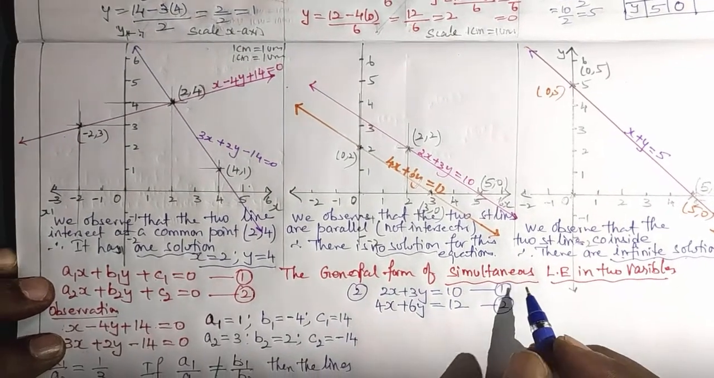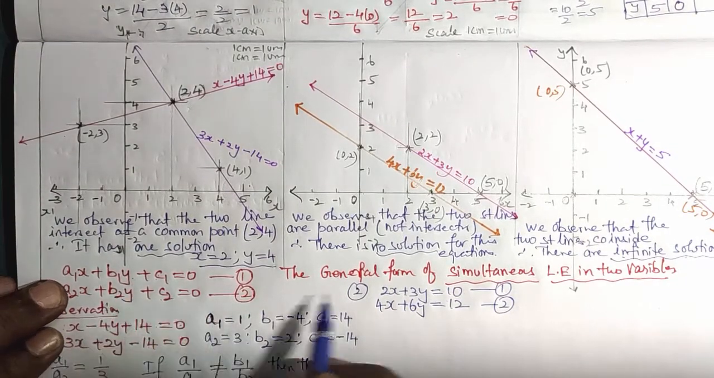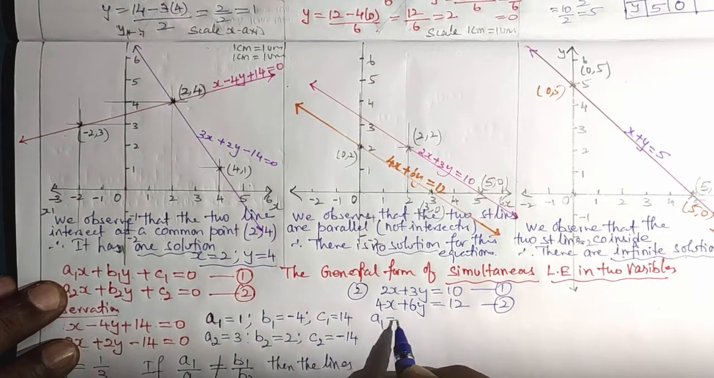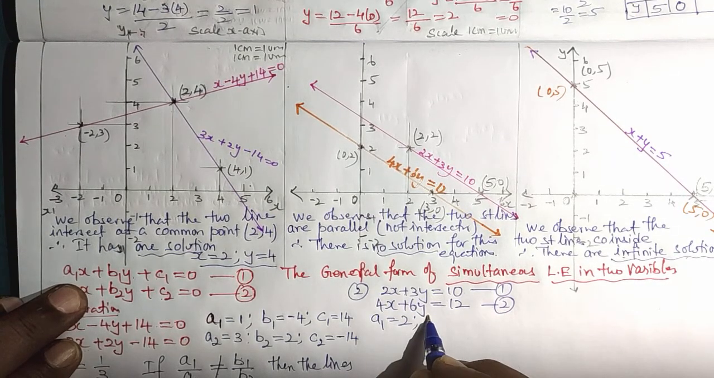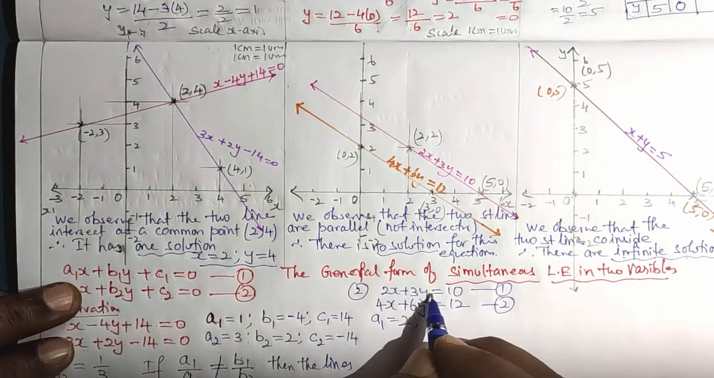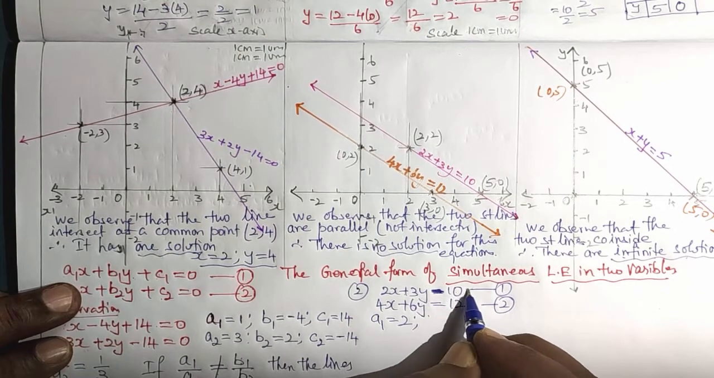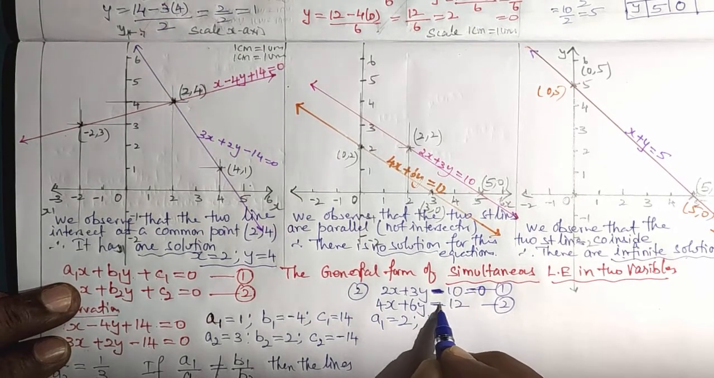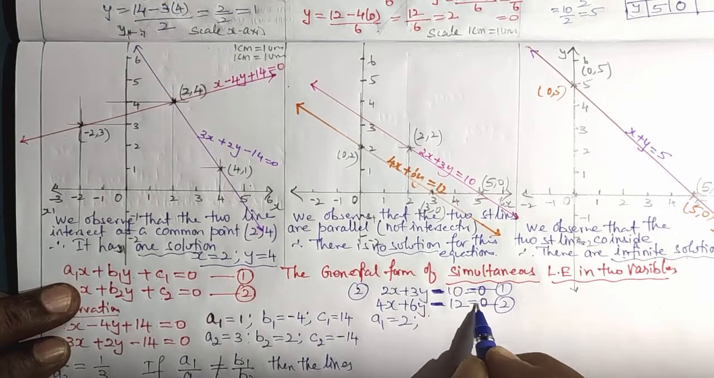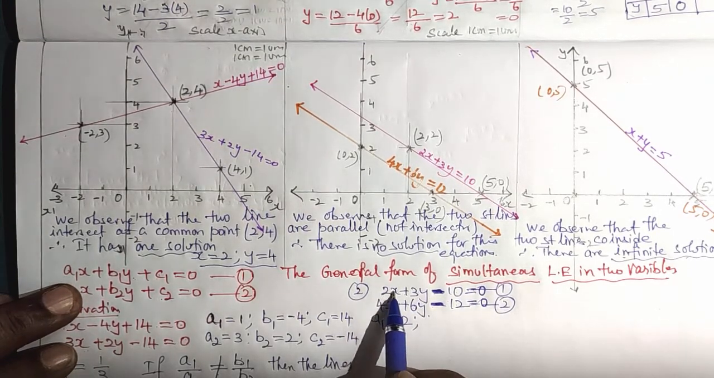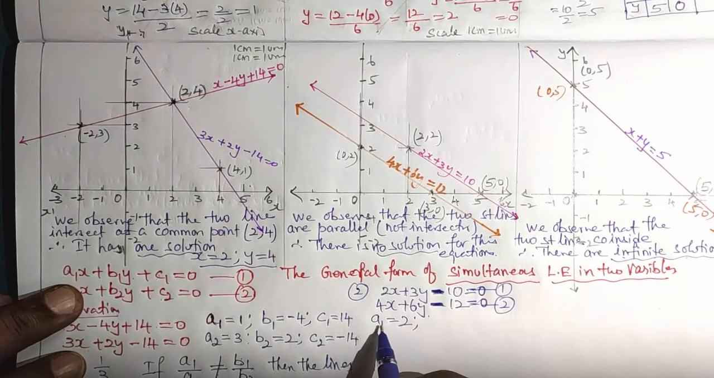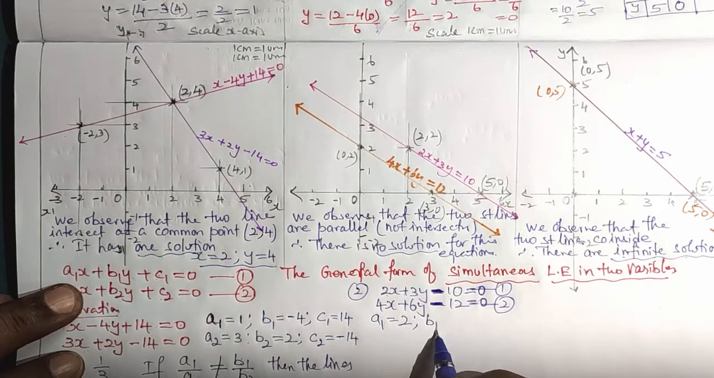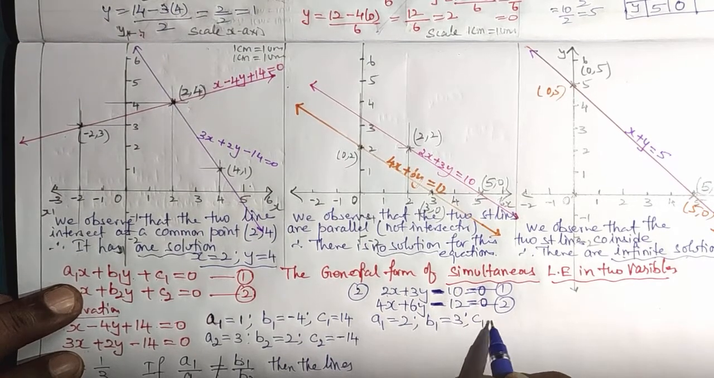Now if I compare this equation with the general equation, what is a1 here? a1 means 2. What is b1? Or I will do it like this. I will bring this 10 to this side, then it becomes minus 10 is equal to 0. I will bring 12 to this side, it becomes minus 12 is equal to 0. Now it will be convenient. You see it is in the form ax plus by plus c. In the place of plus, there is minus. So a1 is equal to 2, b1 is equal to 3, c1 is equal to minus 10.